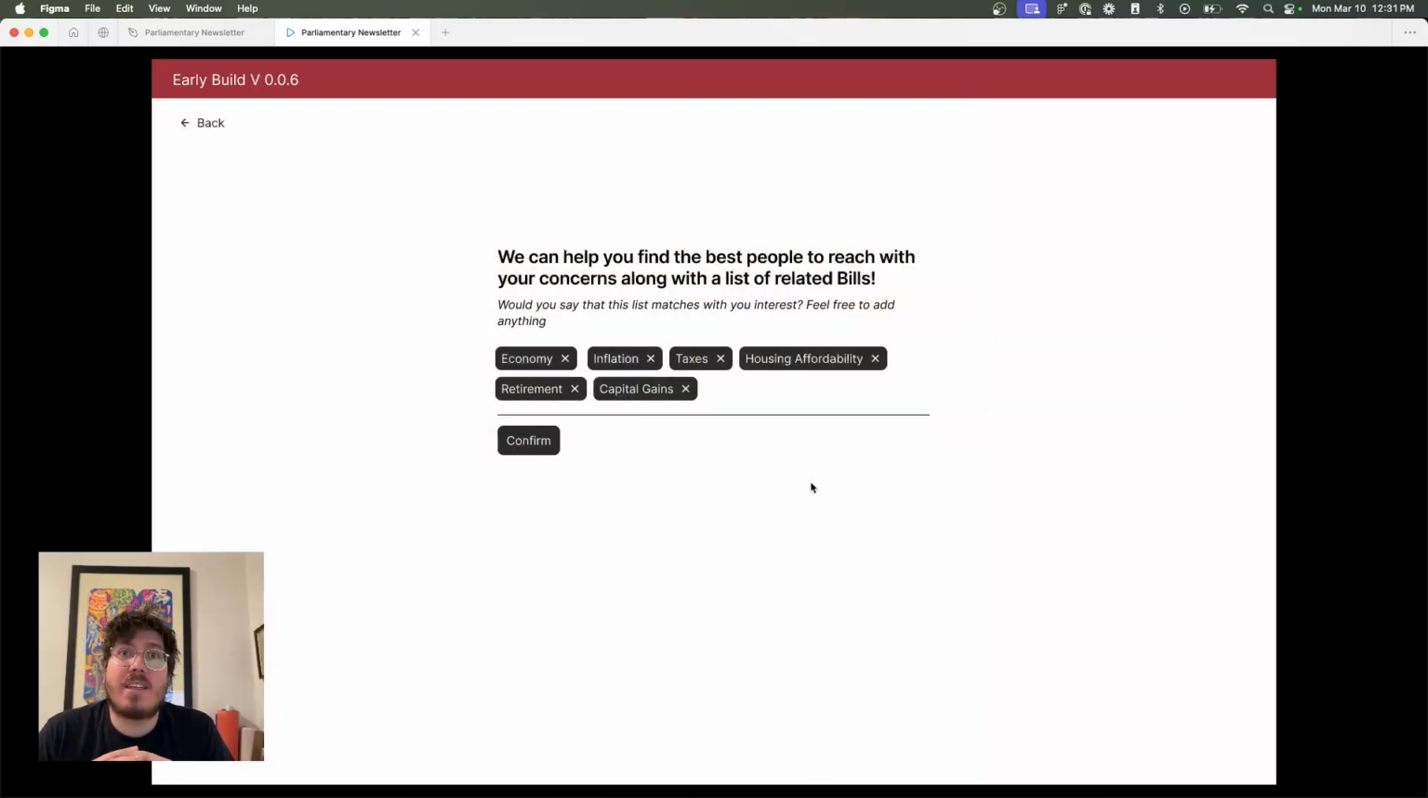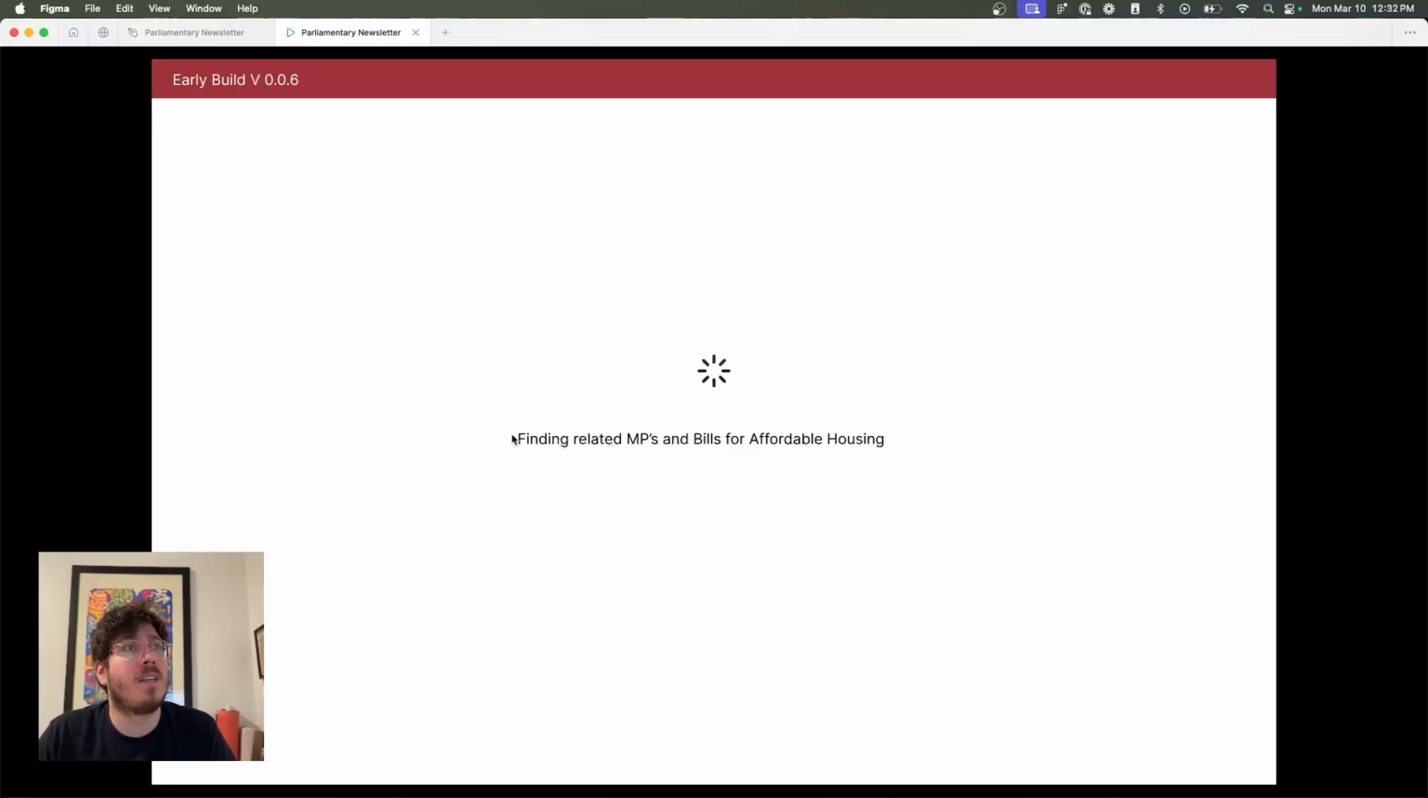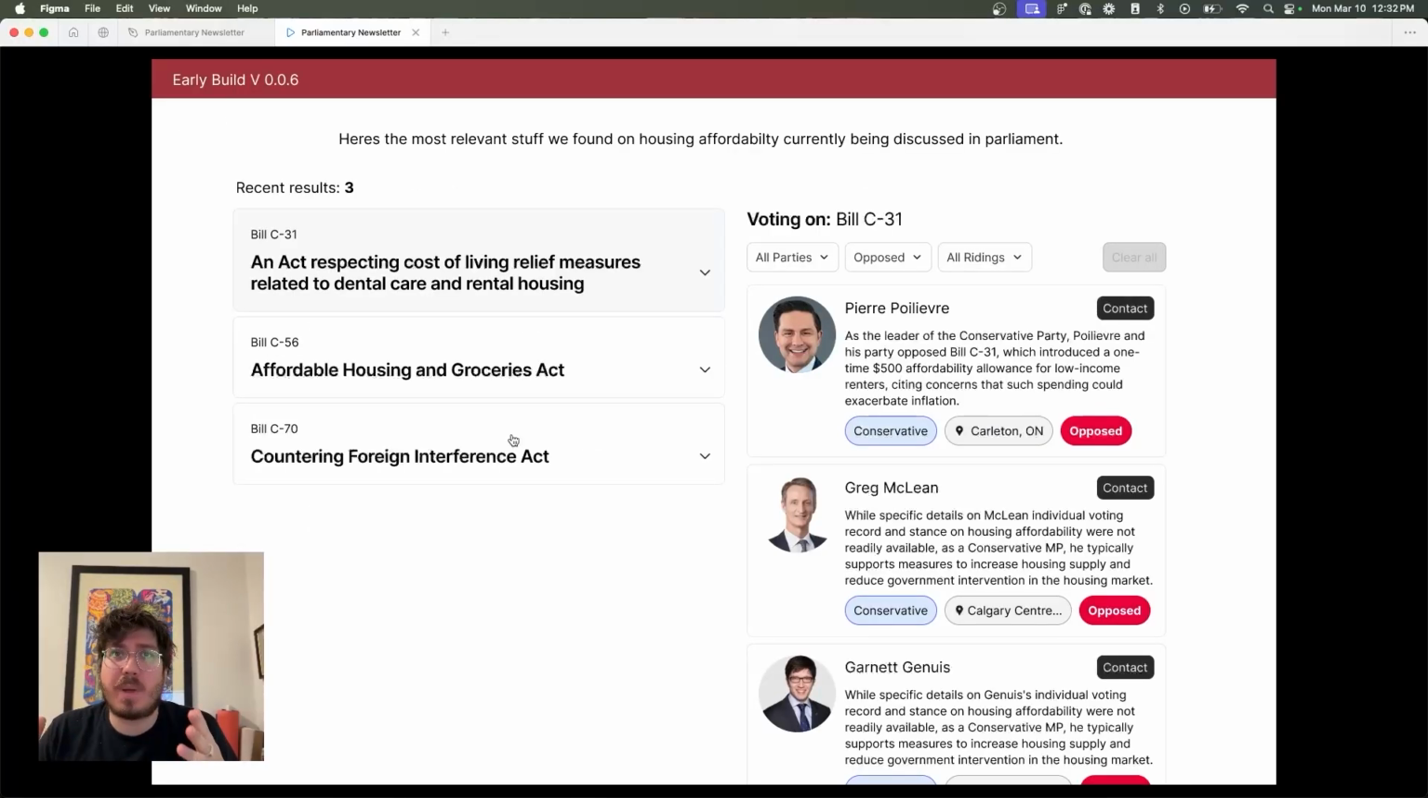Click Submit. The query would be sent to a parliamentary database. It would find bills that have tags associated with them and bring those tags up to you to confirm, to see if those are the key areas of interest for you. Here we have the economy, inflation, taxes, housing affordability. Looks good to me, so let's click Confirm. And then we're brought to the results page.